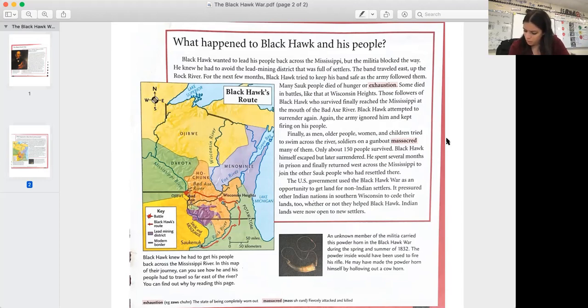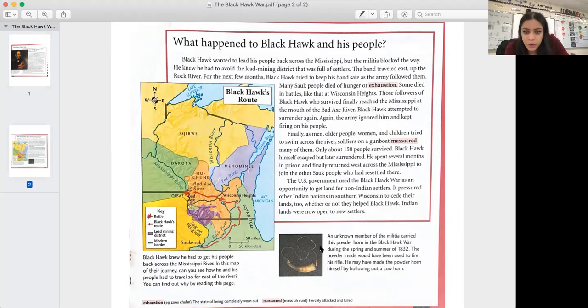Wow, that's pretty horrible. I'm curious what your thoughts are, what questions you have about this event. So we see on the map here, Black Hawk knew that he had to get his people back across the Mississippi, and this map shows their journey. You can see how his people had to travel super far east of the river, right?